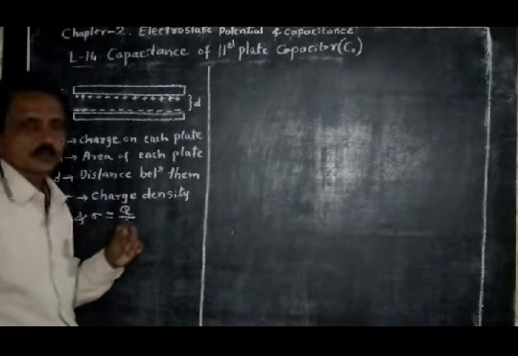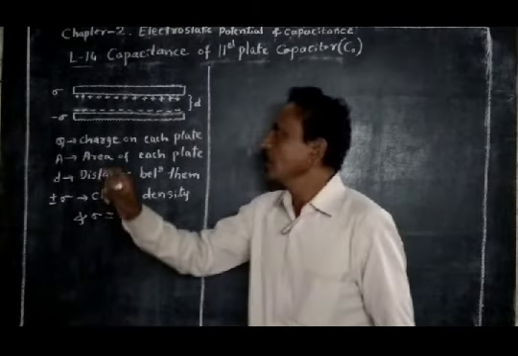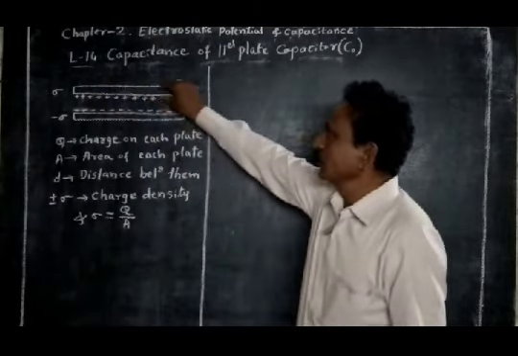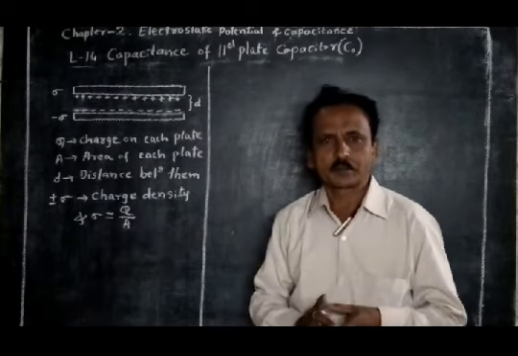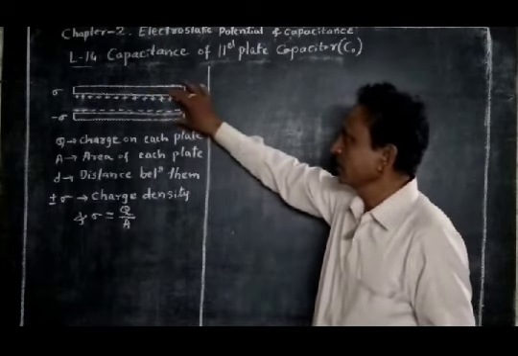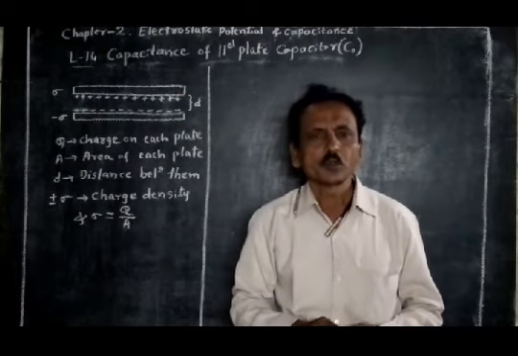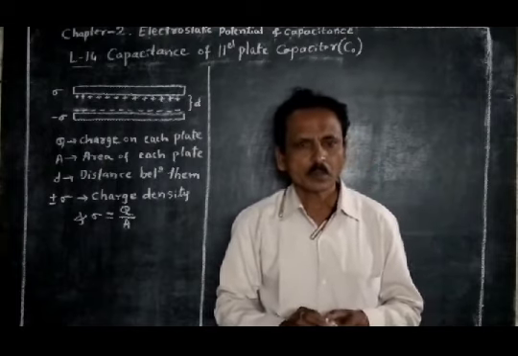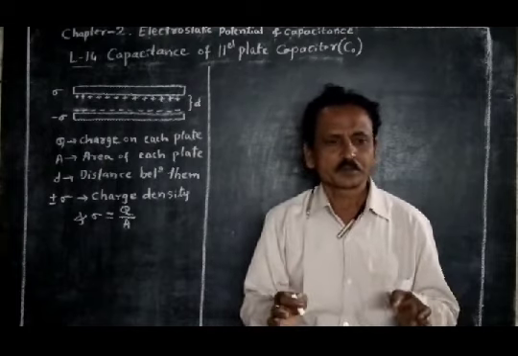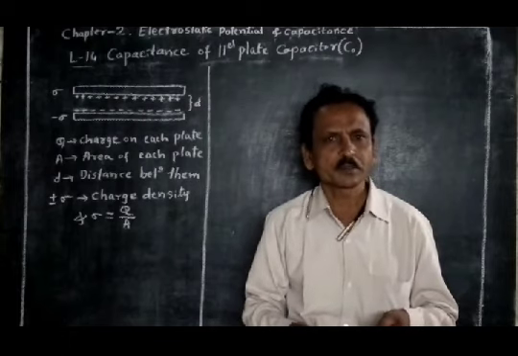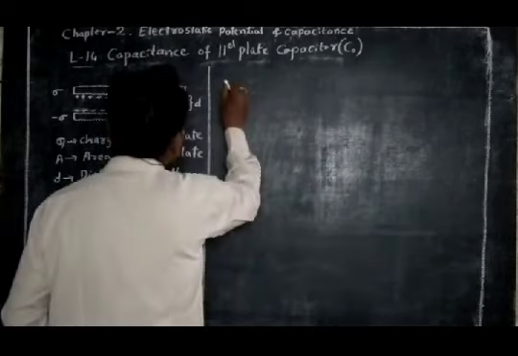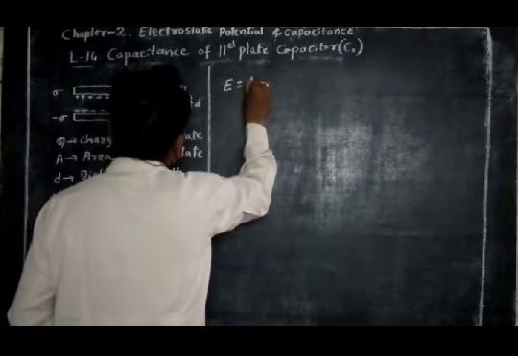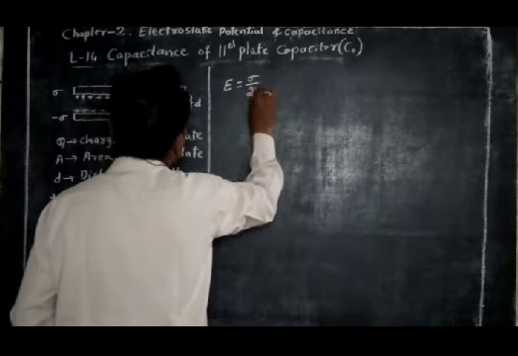A parallel plate capacitor consists of two long parallel plates, and here we assume that these parallel plates behave as uniformly charged plane surfaces, and for a uniformly charged plane surface, the electric field is given by E equal to sigma upon 2 epsilon naught.